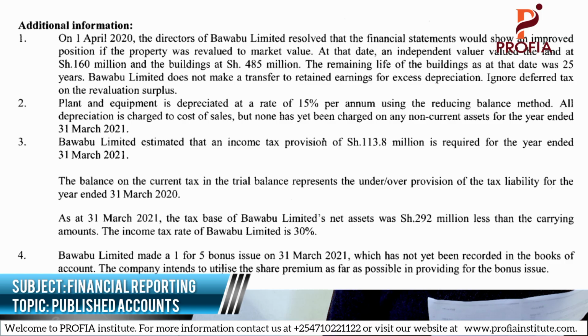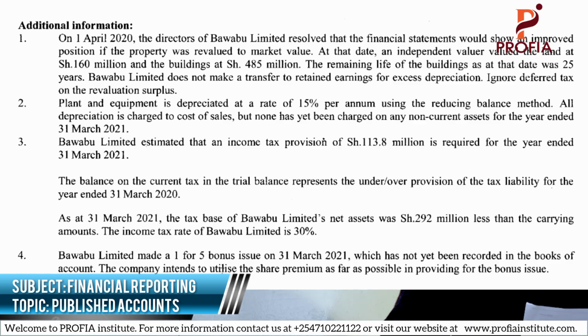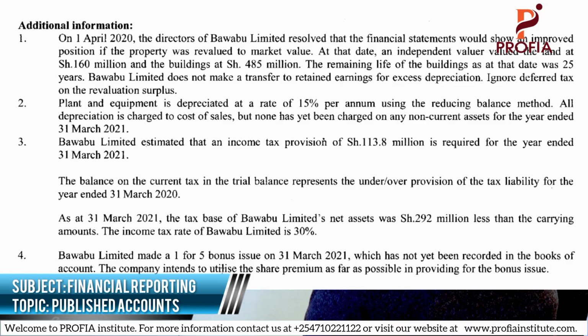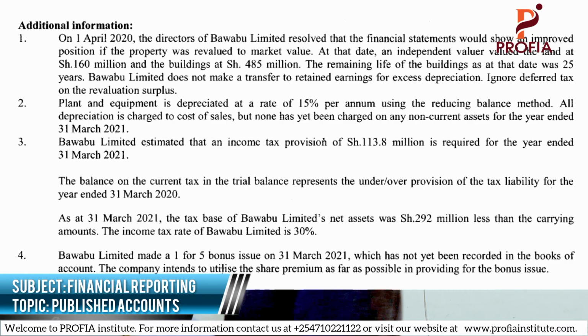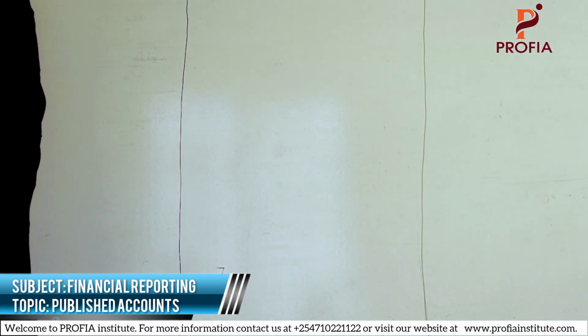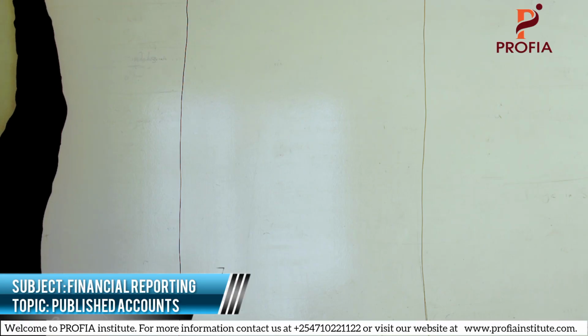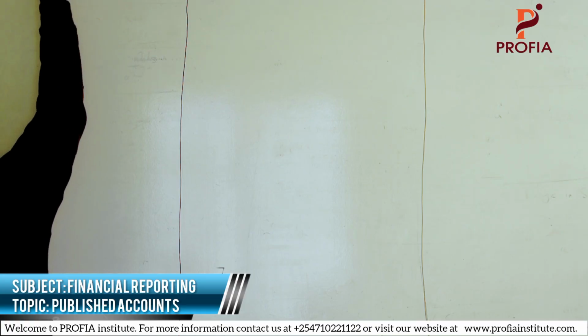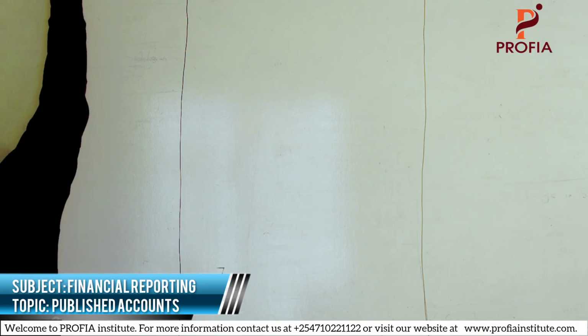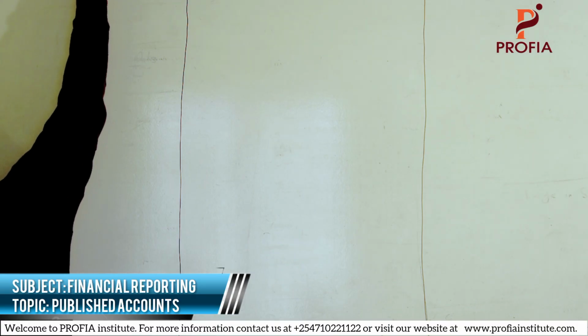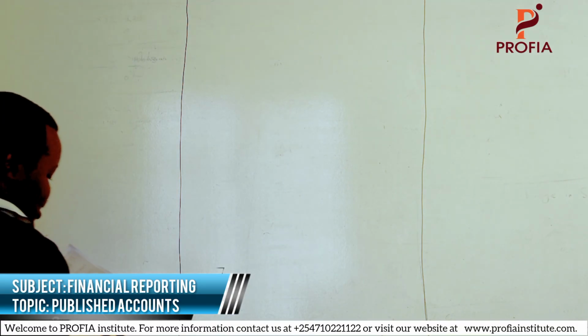Bawabu Limited made a 1 shilling bonus issue on 31st March 2021, which had not yet been recorded in the accounts. The company intends to utilize the share premium as far as possible in providing the bonus issue. So we've said we are doing December 2021, question 5. Question 5 inaitwa Bawabu Limited. Aya.